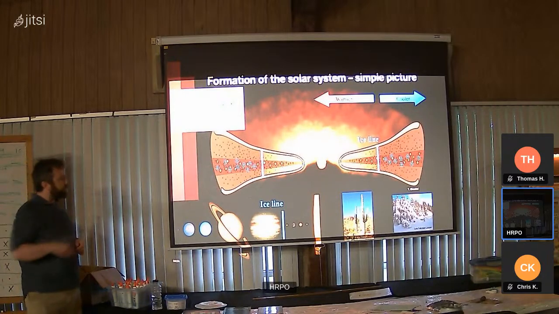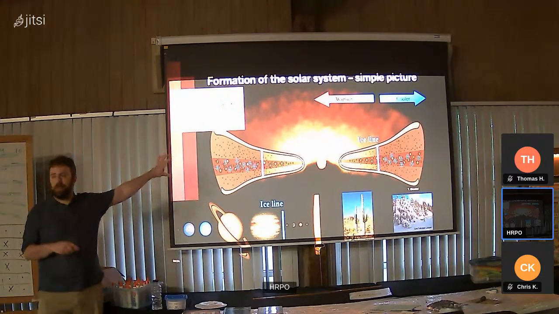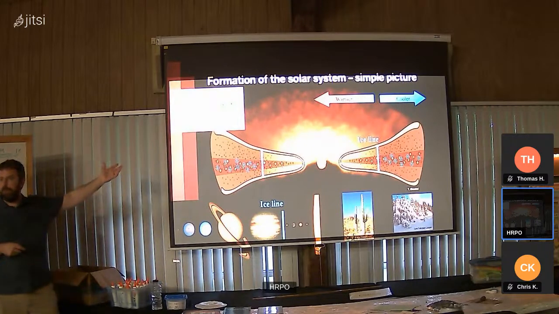And so this is why I think that the amount of oxygen is going to be the important element for determining giant planet occurrence rates, not the amount of iron.